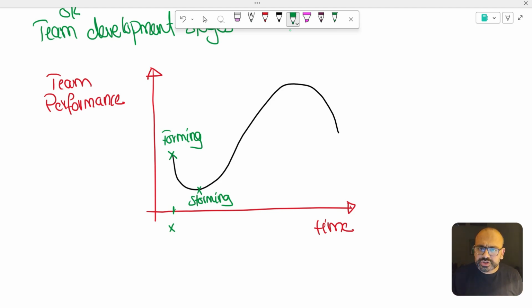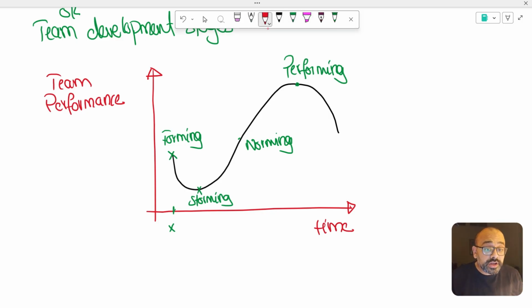Soon after the storming stage, they will start realizing that, okay, we are here for the project, and they start appreciating the strengths of each other. That is the norming stage, where they normalize their way of working. And then a stage will come where they will be at the peak of their performance. This is known as the performing stage, where they are performing high.